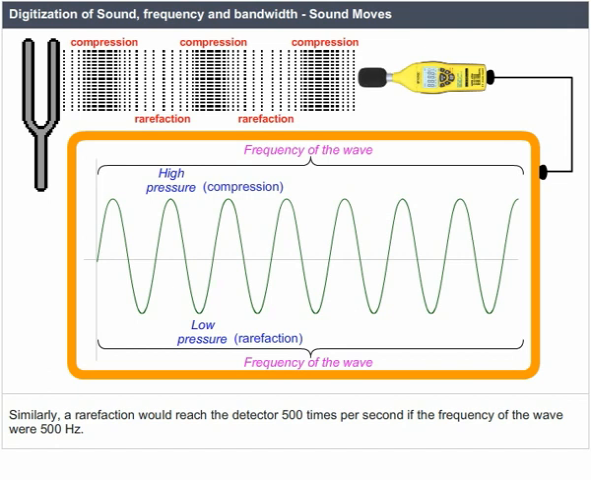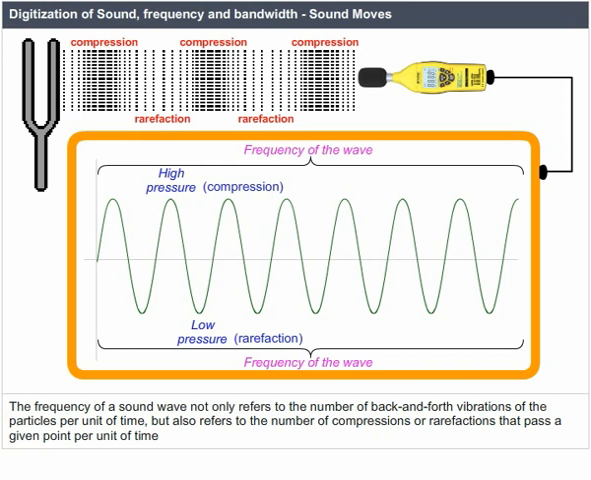The frequency of a sound wave not only refers to the number of back and forth vibrations of the particles per unit of time, but also refers to the number of compressions or rarefactions that pass a given point per unit of time.